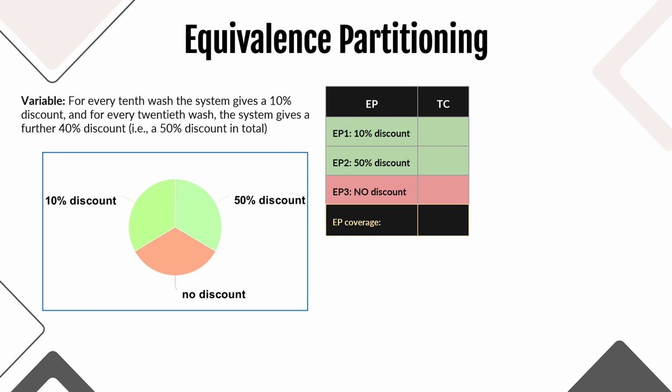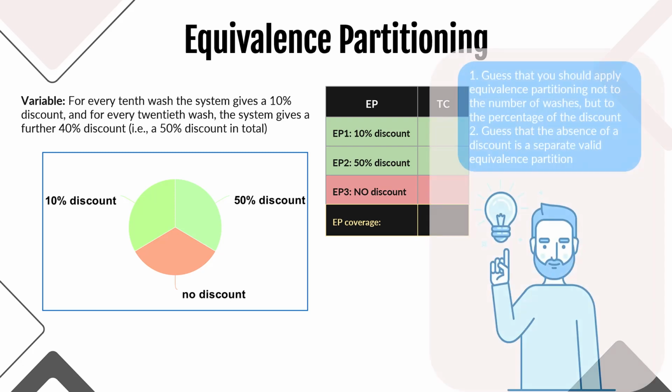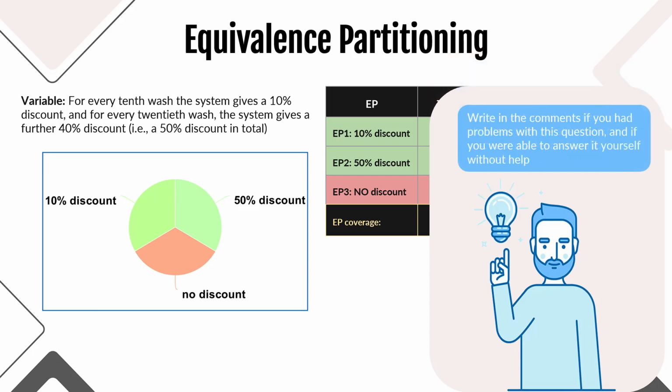But this is the easiest option to determine that there is a third equivalence partition, and we will perceive it as invalid. But how exactly is someone supposed to guess that you should apply equivalence partitioning not to the number of washes, but to the percentage of the discount? And then also guess that the absence of a discount is a separate valid equivalence partition. We do not know. Let us know if you have problems with this question, and if you were able to answer it yourself without help.